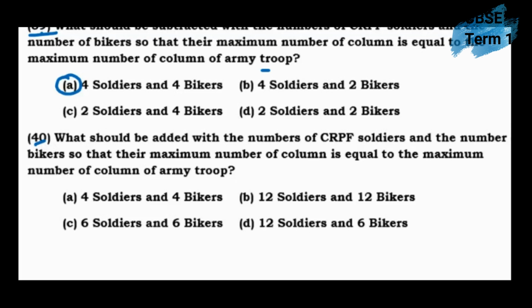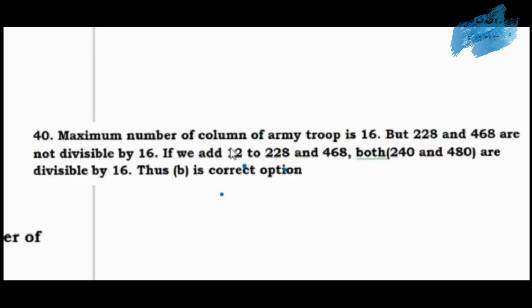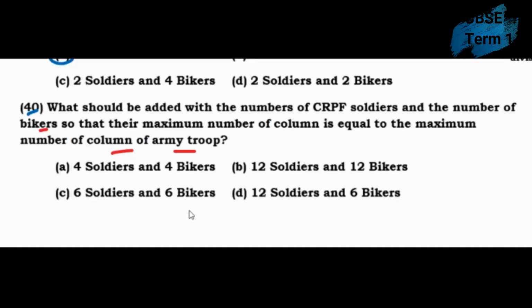Last question of the model paper, 40th question. What should be added to the number of CRPF soldiers and the number of bikers so that the maximum number of columns is equal to the maximum number of columns of army troops? To do this problem, we know the maximum number of columns of army troops is 16. But 228 and 468 are not divisible by 16. So we have to add 12 to 228 and 468 to become 240 and 480. So the HCF of 240 and 480 is 16. Therefore, B is the correct option. So 12 soldiers and 12 bikers are to be added.